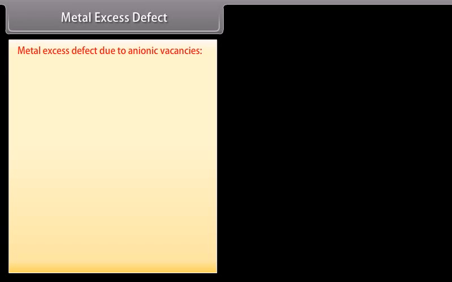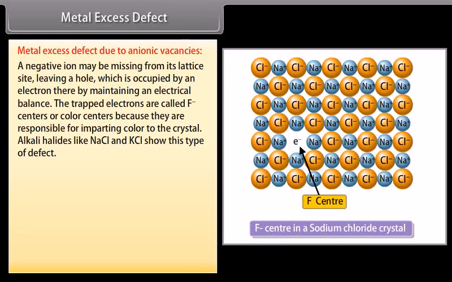Metal excess defect due to anionic vacancies. A negative ion may be missing from its lattice site, leaving a hole which is occupied by an electron, thereby maintaining electrical balance. The trapped electrons are called F centers or color centers because they are responsible for imparting color to the crystal. Alkali halides like NaCl and KCl show this type of defect.